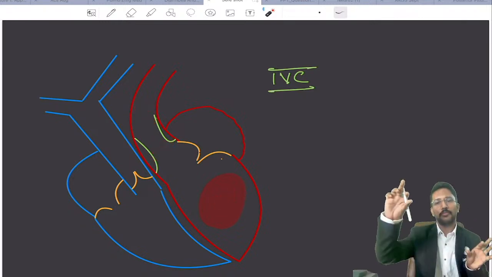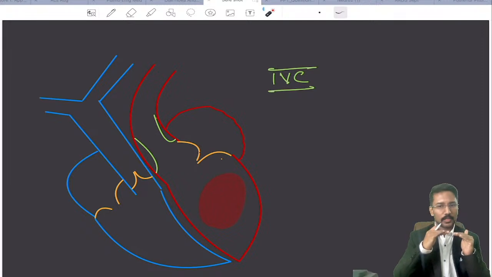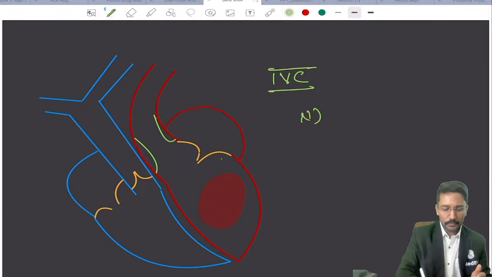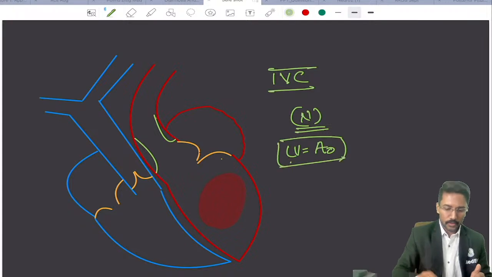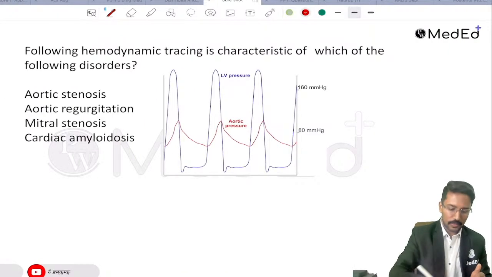It is like one chamber. Aortic valve is completely open. It is not creating any barrier. It is completely open. So there is one chamber. It acts like one chamber. So in normal physiological state, LV pressure is equal to aortic pressure. So normal aortic valve tracing would look like this.